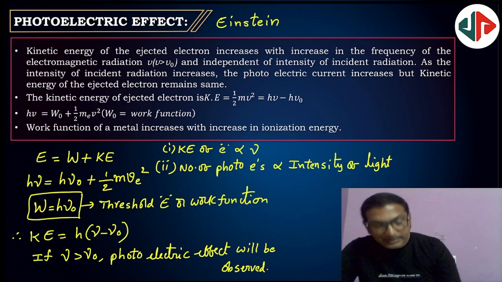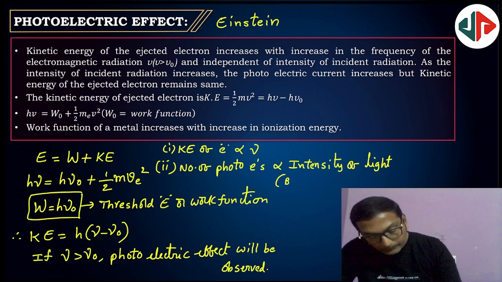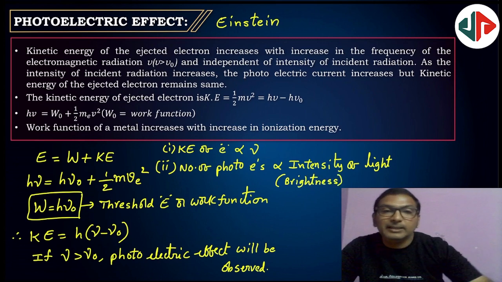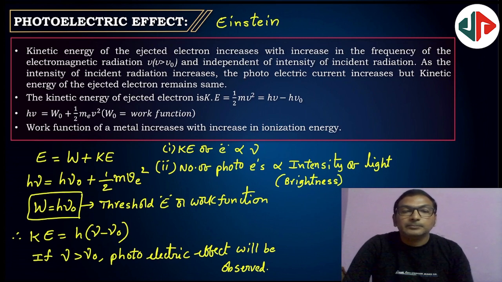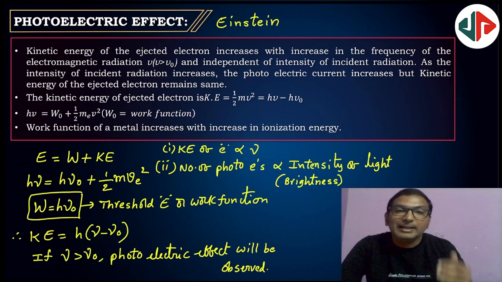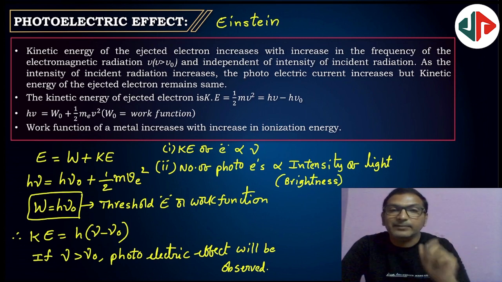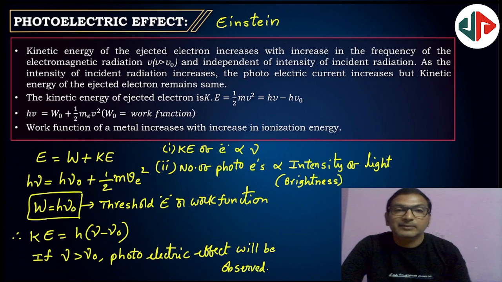Intensity can be taken as brightness of light. As the brightness increases, the number of photoelectrons emitted increases. As the frequency increases, the kinetic energy of the ejected electron increases. Next, kinetic energy is independent of intensity. Number of photoelectrons is independent of frequency. Remember those 2 points also. Very, very important.